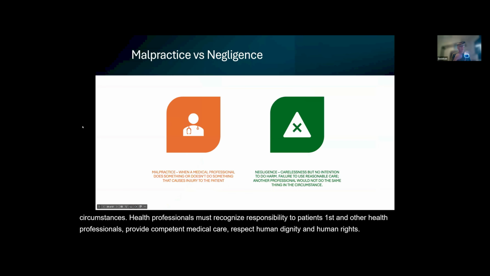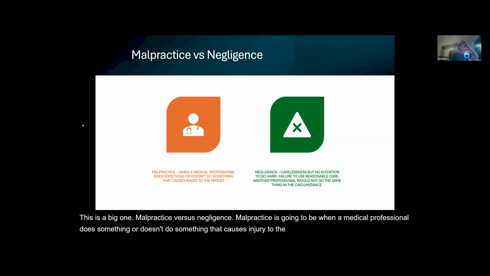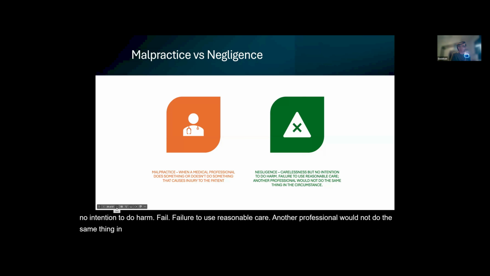This is a big one. Malpractice versus negligence. Malpractice is when a medical professional does something or doesn't do something that causes injury to the patient. Negligence is carelessness, but with no intention to do harm. Failure to use reasonable care. Another professional would not do the same thing in the circumstance.